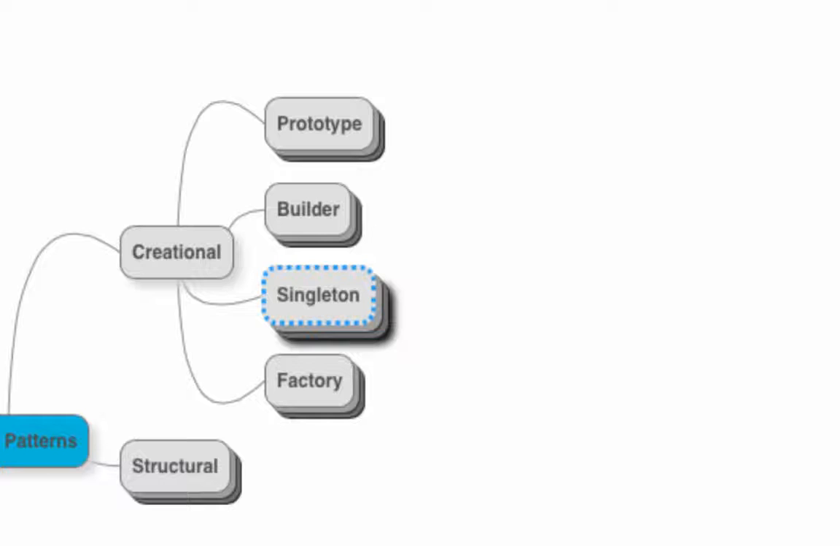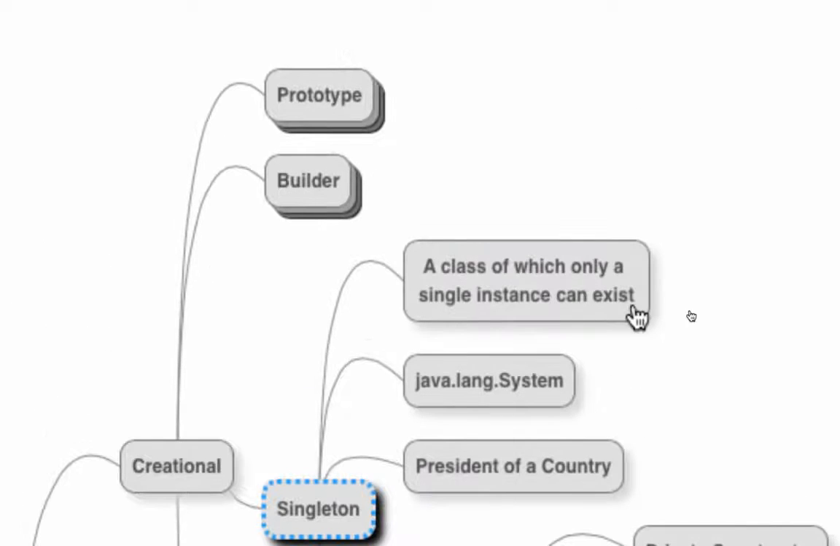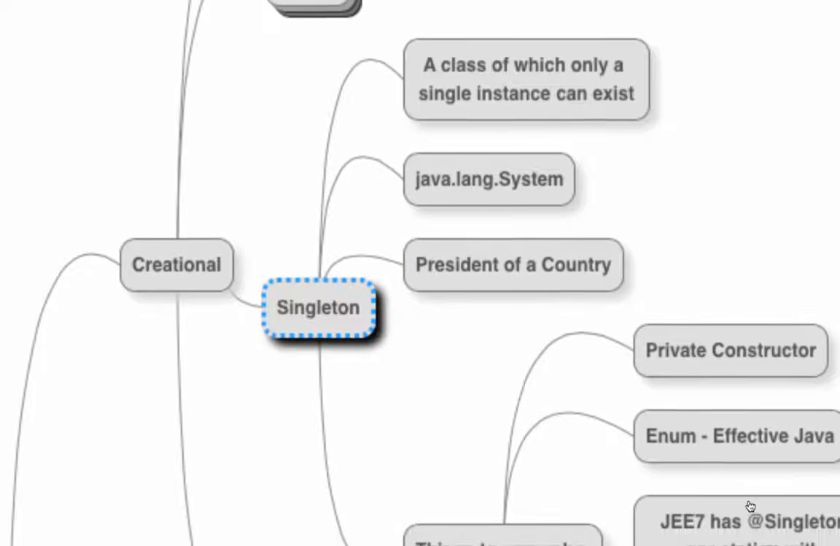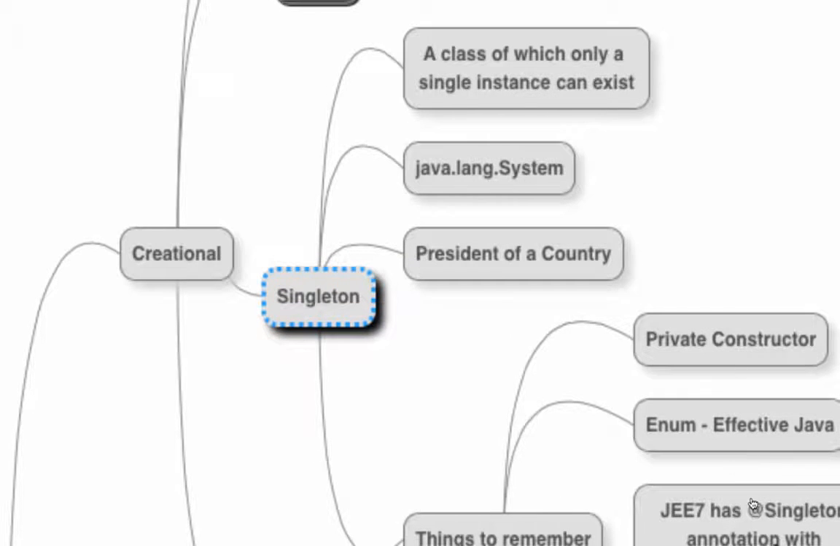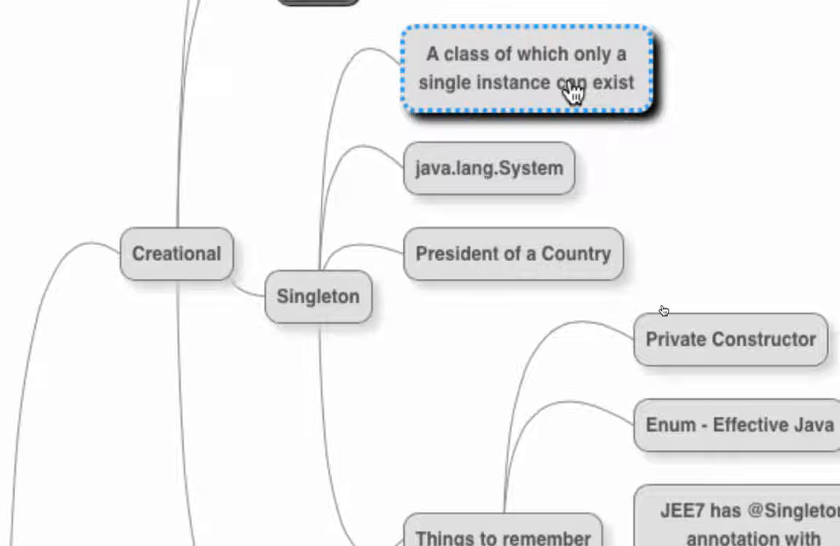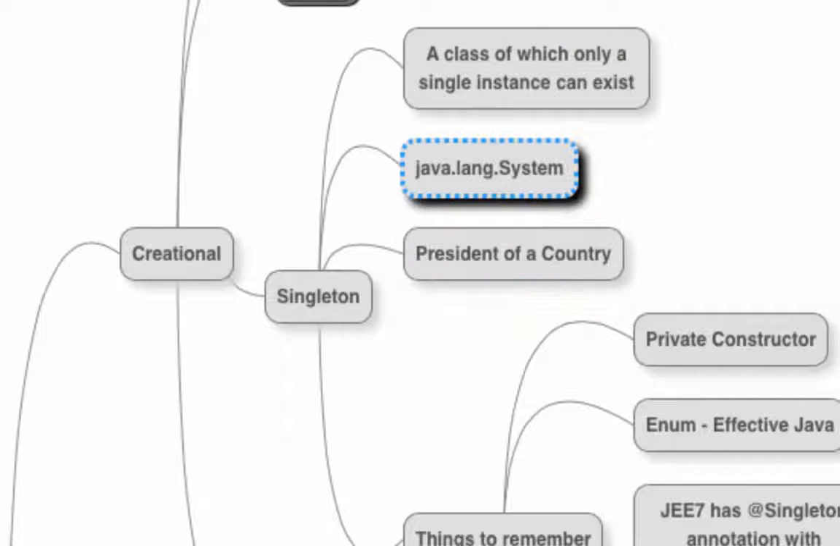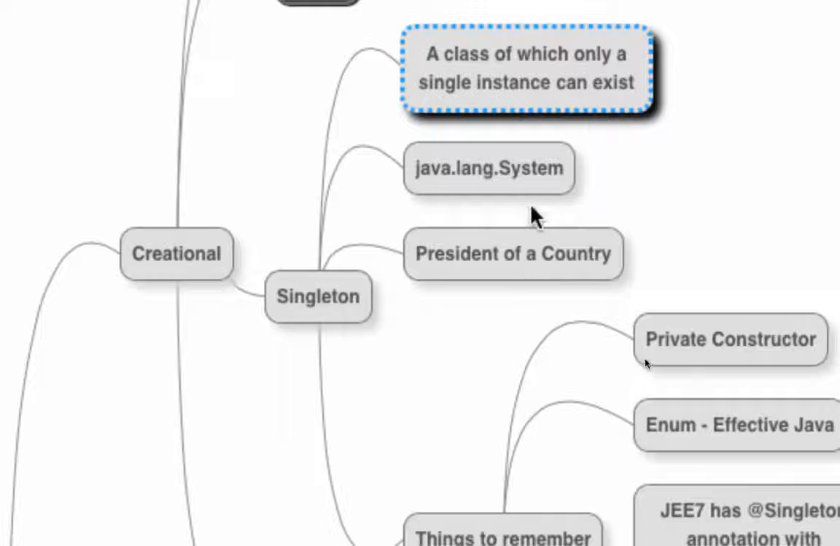Let's now move on to the next one, which is the Singleton pattern. Singleton pattern is almost the simplest of all the design patterns. In a Singleton pattern, the most important thing is the fact that you can only have one instance of that particular class. So there are a lot of circumstances where you would want just one instance of a particular class. Let's take a real example, a president of a country. There can only be one president in a country. So that's a good example for a singleton.